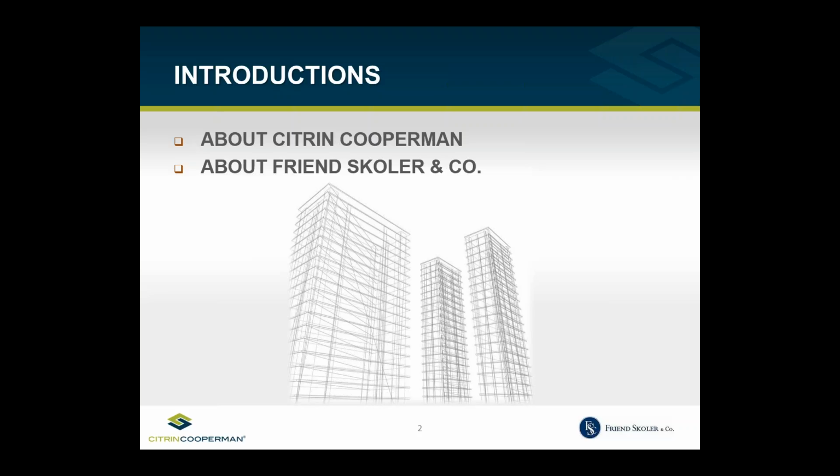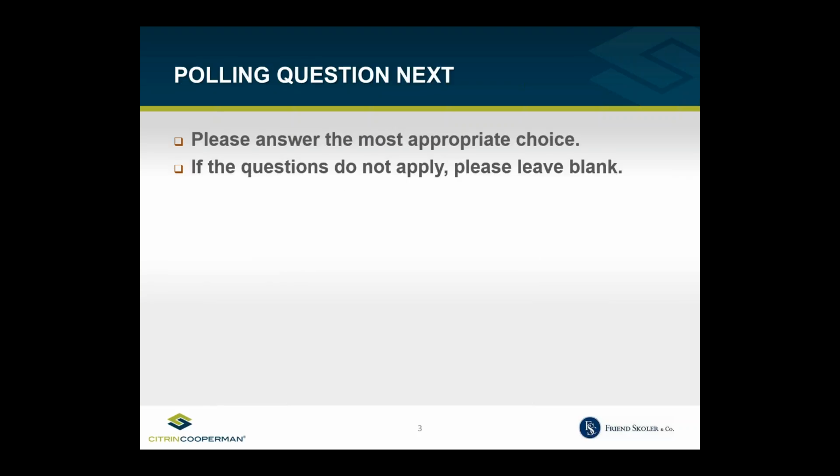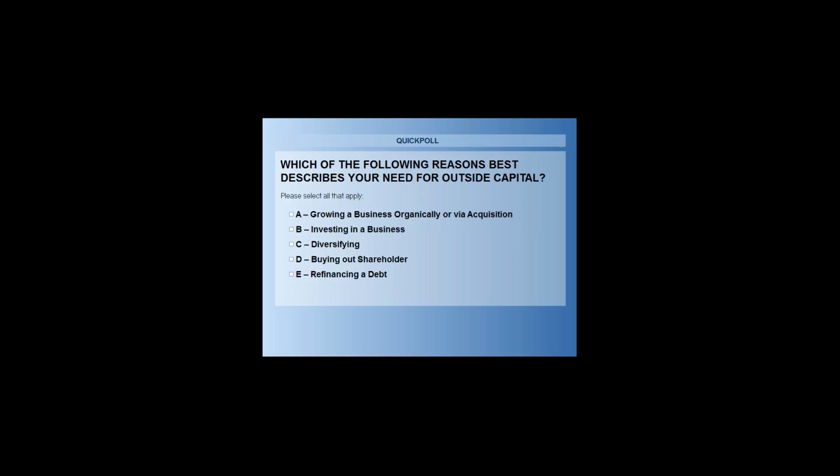Okay, great. What we wanted to do now is open up a polling question. We only have one question. It's really to give us an idea of who's listening today. So what we want to try to know is, what represents your need for capital. We have 5 options, and unfortunately you can only select one, but try to select the one that represents your situation the best. So here are your options.